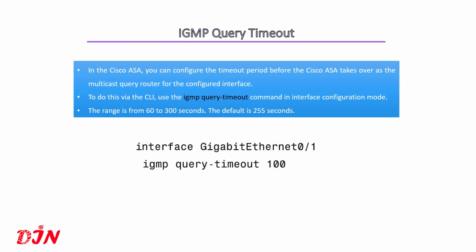IGMP query timeout. In the Cisco ASA, you can configure the timeout period before the Cisco ASA takes over as the multicast query router for the configured interface. The Cisco ASA waits for any query messages to be received on the configured interface. If a query message is not received within the timeout period, the Cisco ASA takes over as the multicast query routing device. To do this via the CLI, use the igmp query-timeout command in interface configuration mode. The range is from 60 to 300 seconds. The default is 255 seconds. Example shows how to configure this feature with the query timeout value of 100 seconds.